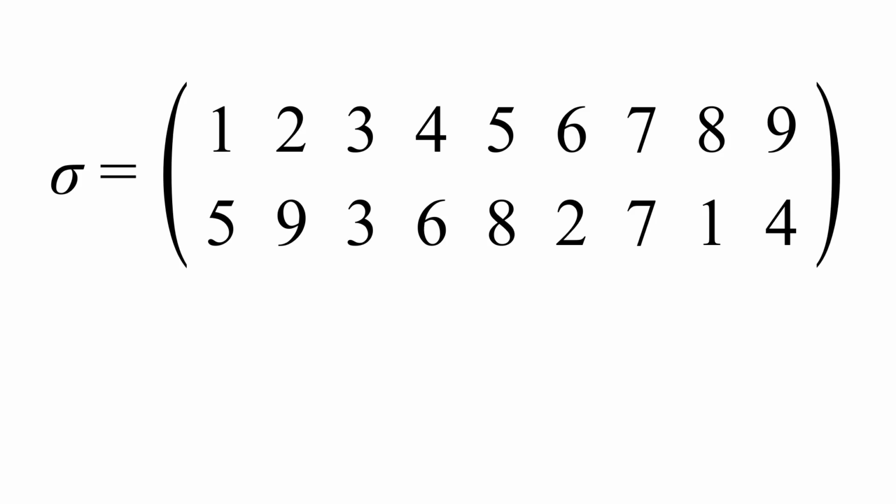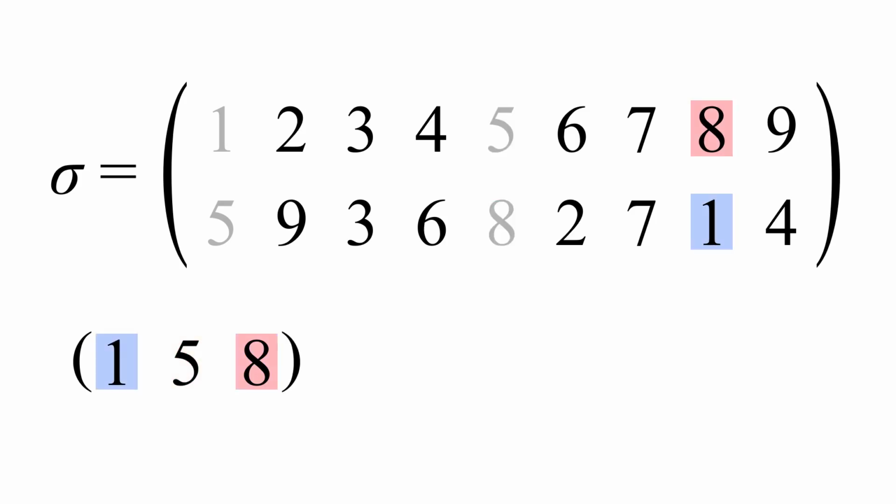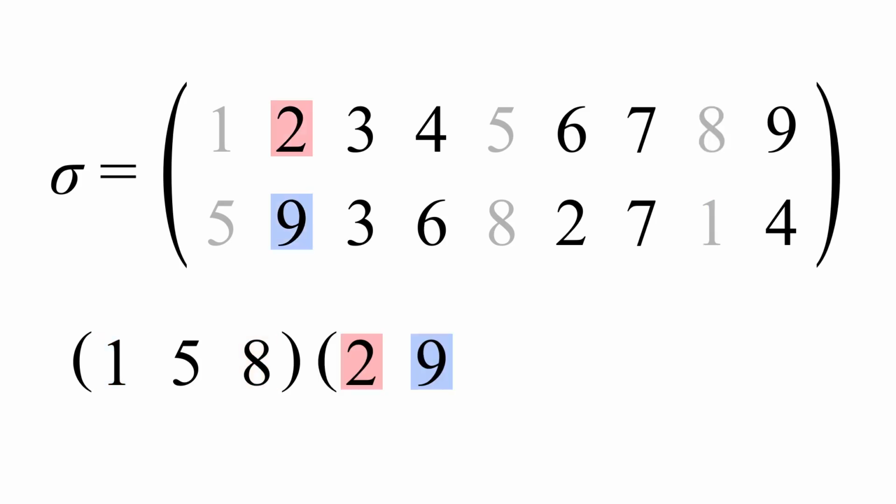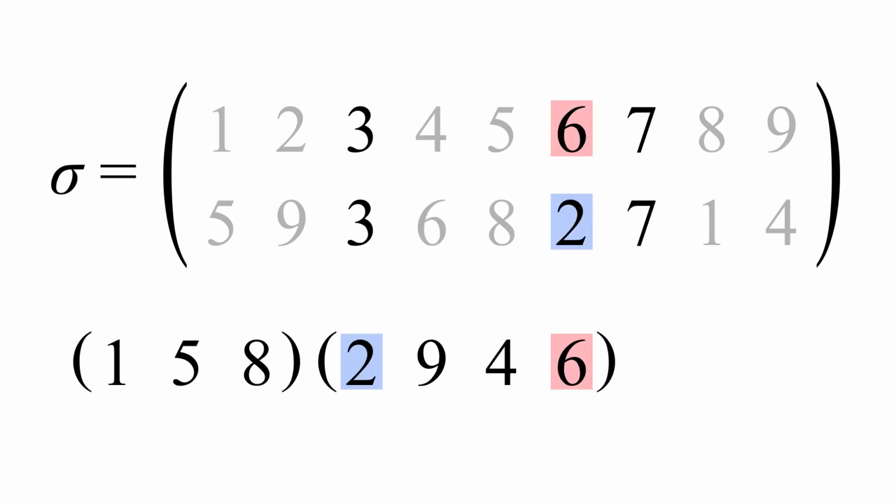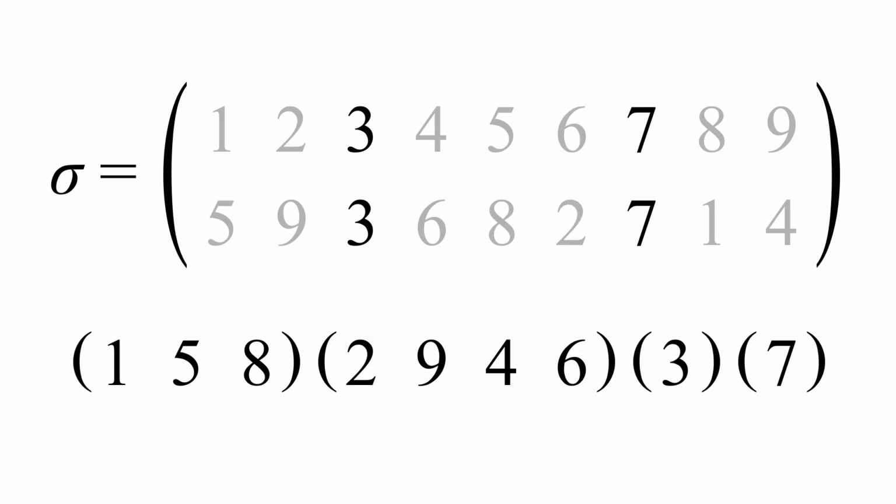For example, in this permutation, 1 goes to 5, 5 goes to 8, 8 goes back to 1. So you have a cycle (1 5 8). Then 2 goes to 9, 9 goes to 4, 4 goes to 6, 6 goes back to 2. So you have another cycle (2 9 4 6). The remaining numbers 3 and 7 don't move. You can write each one in its own cycle, or more commonly, just omit them. So this permutation can be written as (1 5 8)(2 9 4 6).